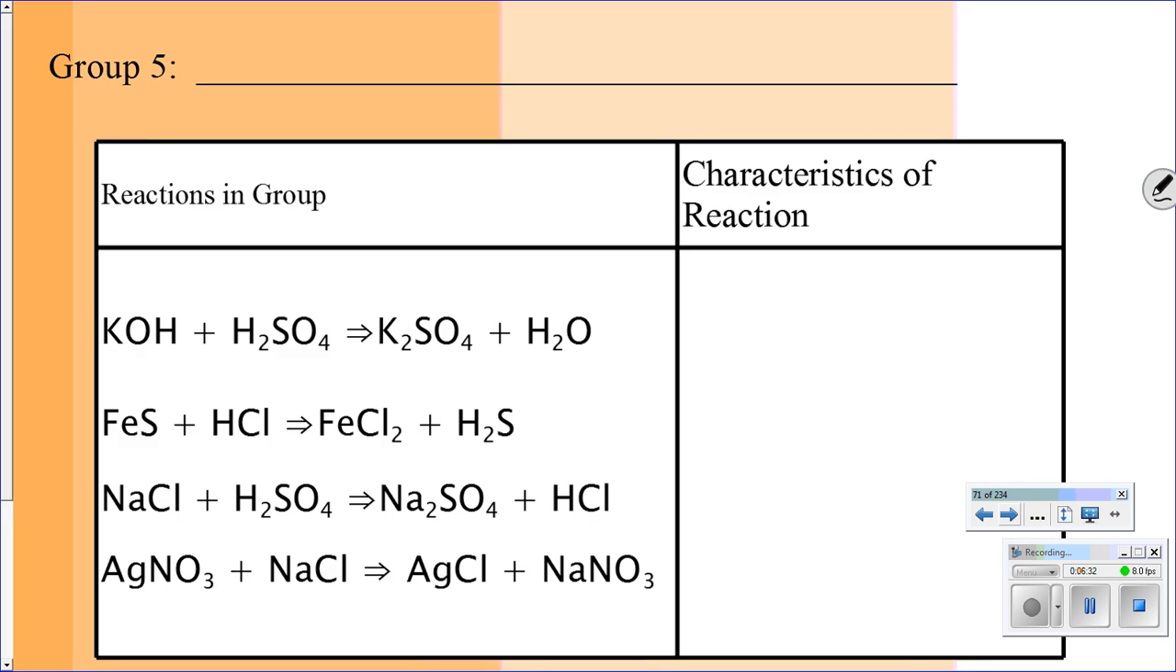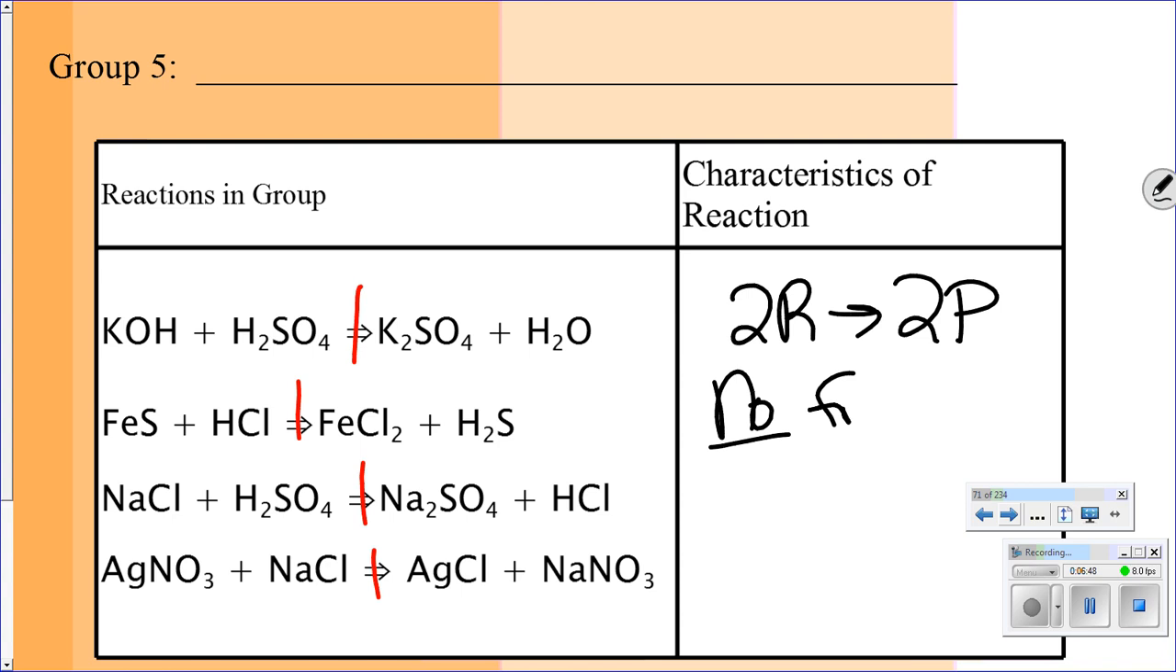Group 5, so you'll notice that this does have the similarity where we have 2 reactants, 2 products. This is a related reaction type. It may not be as easy to see. You'll notice you have no free elements. You have all compounds present here. So what's actually happening here is kind of similar to the last one. It just doesn't involve any free elements.